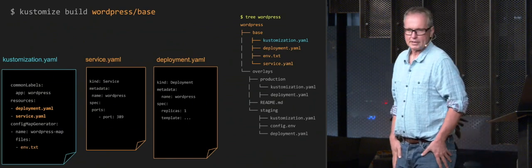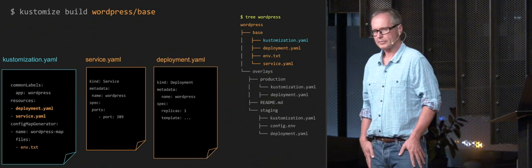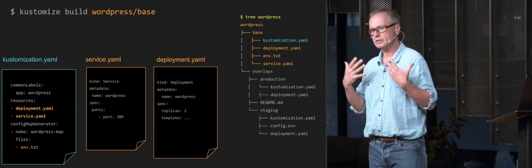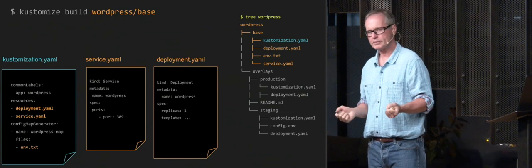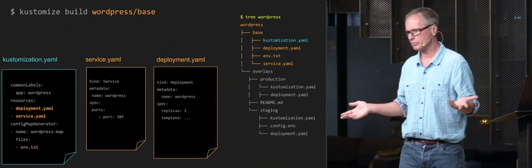So here's the layout on the right. Let me talk about the base a little bit first. So I can just specify, remember the argument to Kustomize is a directory. So I can say Kustomize build WordPress/base. WordPress is just the name of an application.